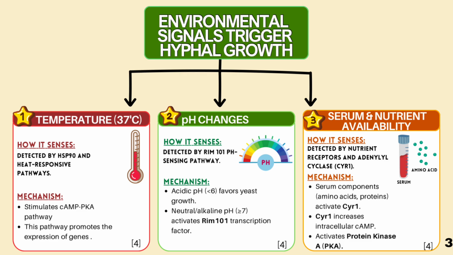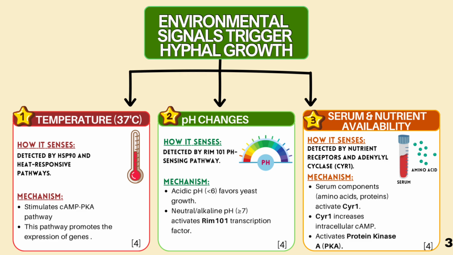Number 2, we have pH changes. The Candida can detect pH change by the RIM101 pH sensing pathway. In an acidic environment, the Candida remain in the yeast form. However, when the environment become neutral or slightly alkaline, the RIM101 become activated. RIM101 then induce the specific gene that promote hyphae formation, helping Candida invade the tissue more effectively.